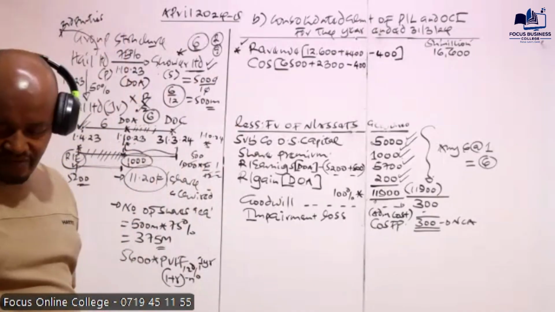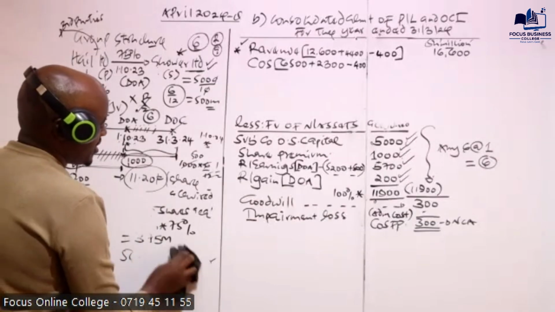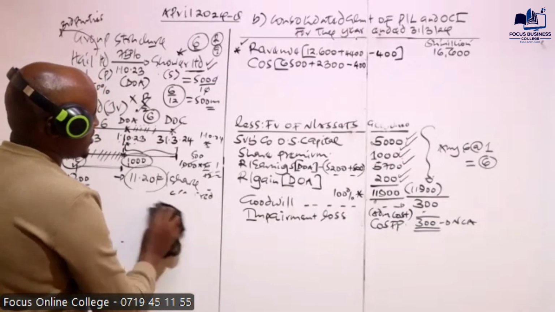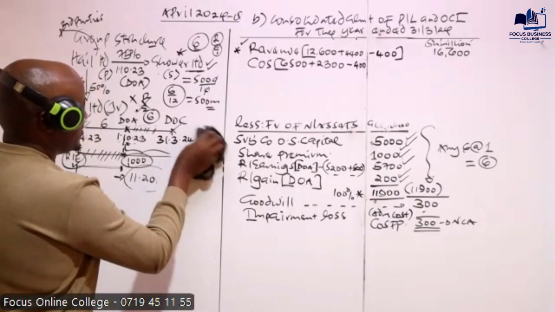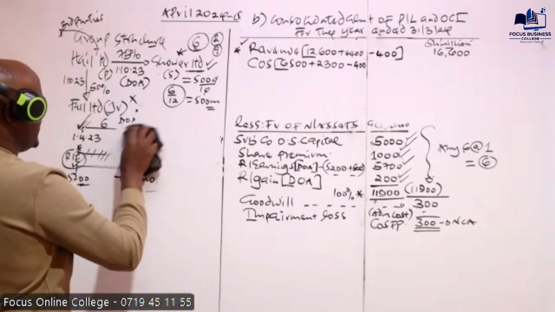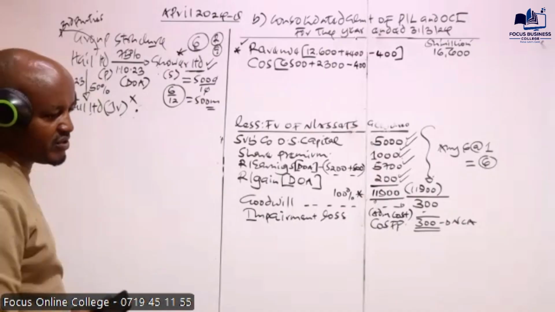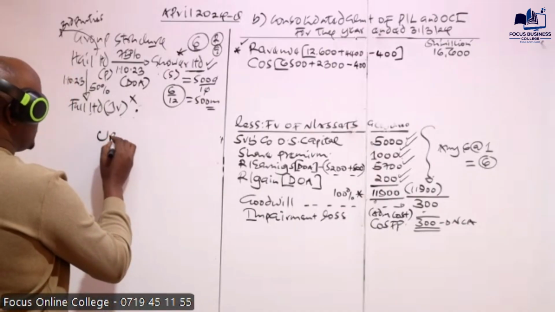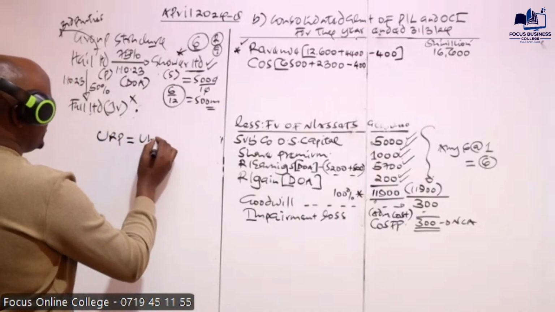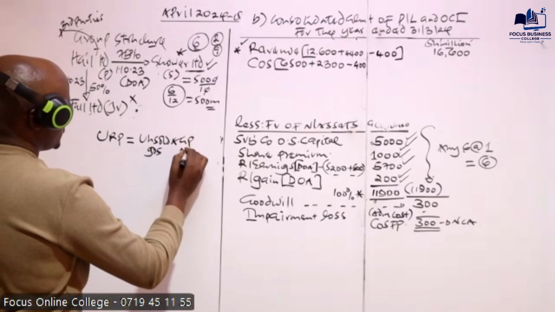Now, if you're given that information, automatically what that means is that you have to compute something called the unrealised profit. So let's compute that unrealised profit. And for you to compute that unrealised profit, the first thing you need to remember is the formula. How do we compute the URP? We said we take the unsold goods, basically multiply that with the gross profit margin.